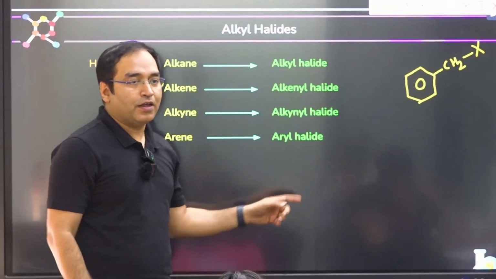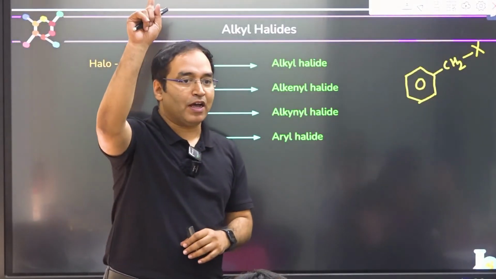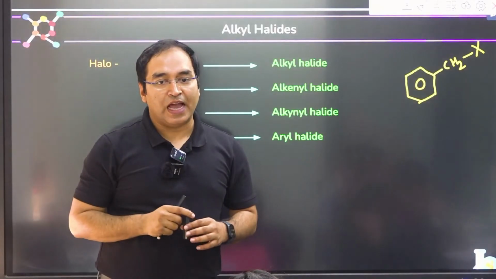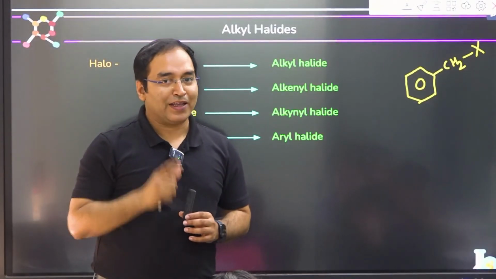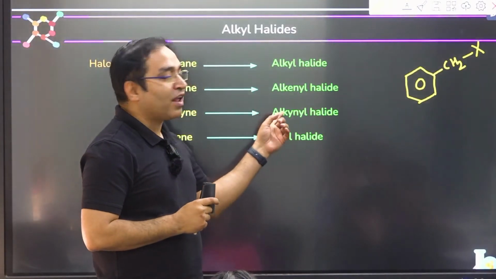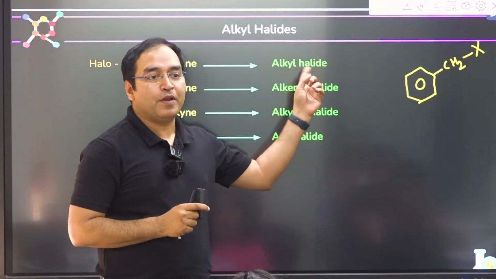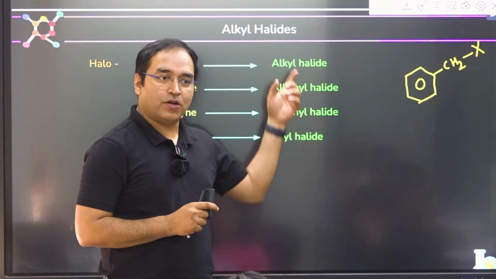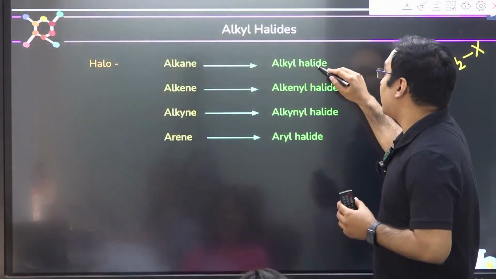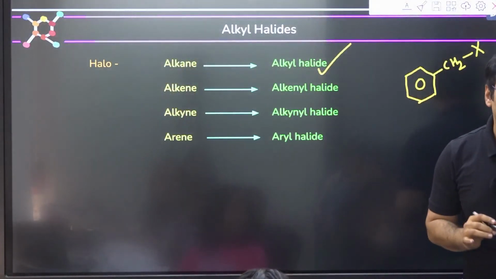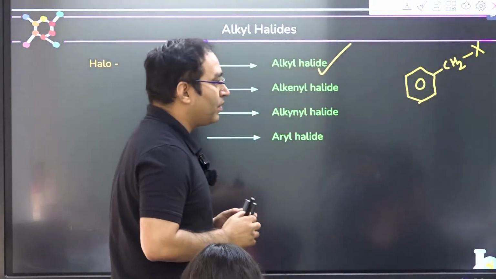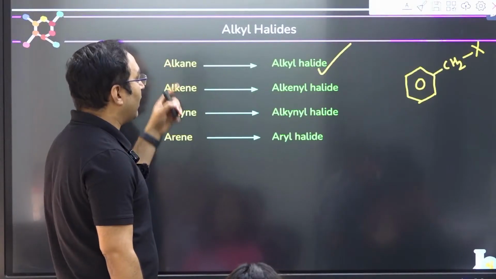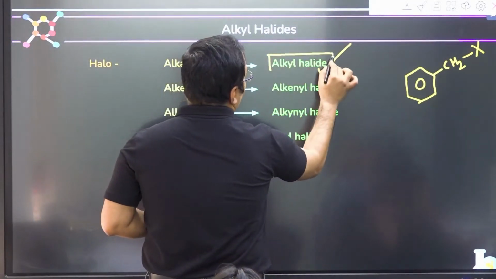In this category, how many say aryl? Raise your hand quickly. Aryl, raise your hand. Alkenyl, raise your hand. Alkynyl. Alkyl, how many of alkyl? Thinking alkyl. How many thinking others? Not these 4. Raise your hand. This is alkyl only, understand carefully. It is not aryl. It is alkyl halide, right?